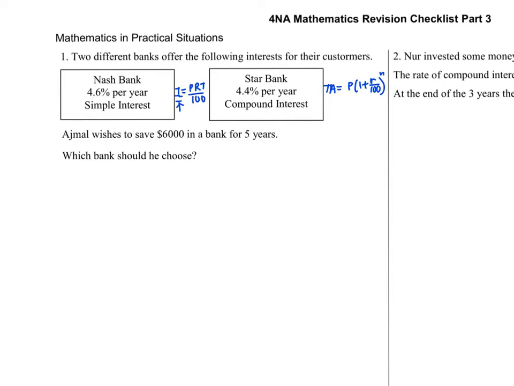Okay, now this person wishes to save $6,000. That is your principal amount, P. And then your time period is 5 years. Okay, so now which bank should he choose? So what do we need to show? We need to show two workings. Number one, under Nash Bank.